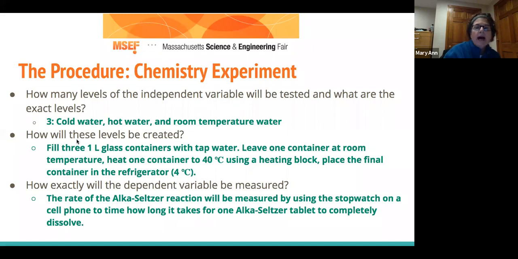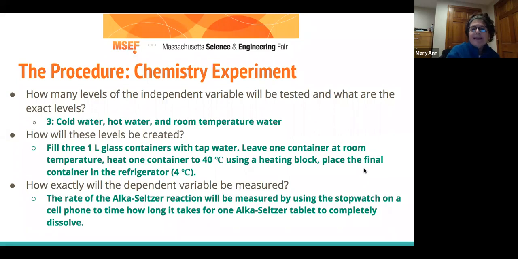Okay, so how will these levels be created? They need to specifically tell you, like I'm going to get hot water out of the tap, I'm going to get cold water out of the tap. What are you going to do with room temperature water? Literally they have to think, okay, I have to fill 3 1-liter containers with tap water, leave 1 at room temperature, heat 1 to 40 degrees Celsius using a heating block, and place the final liter in the refrigerator.